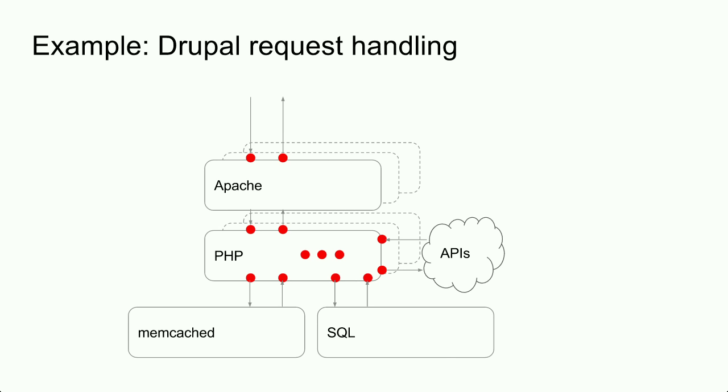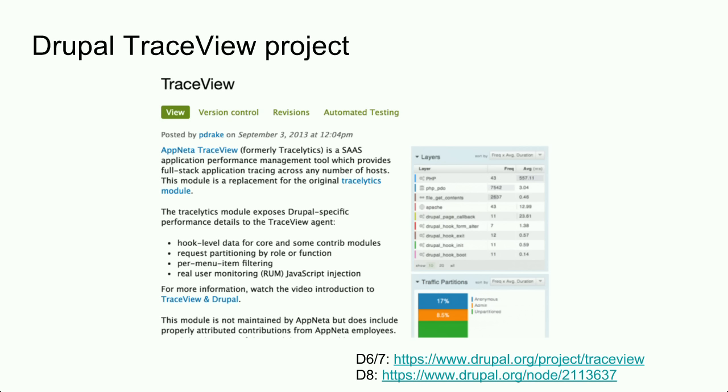So the approach we ended up taking was basically that, and I'll talk a little bit more about how it works. I want to actually show some examples first to make this more concrete. What I want to show is based on what we've done at AppNeta, and also a TraceView Drupal module that was written by some people that use our software, who wanted to take it and add more data that's specific to, say, different hooks in Drupal 7.